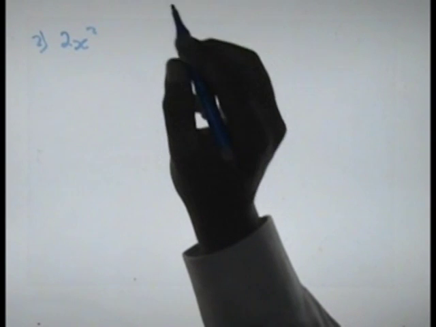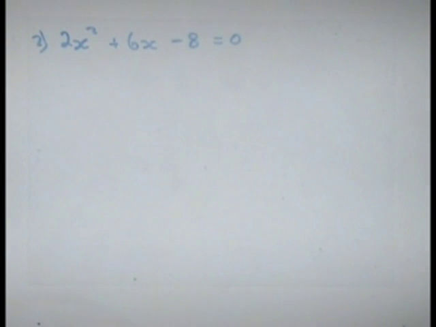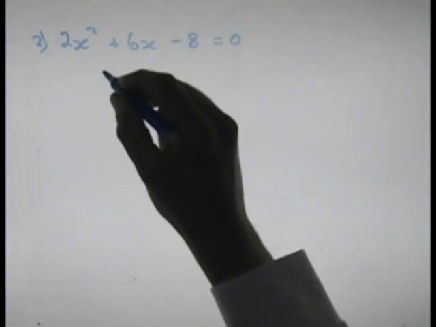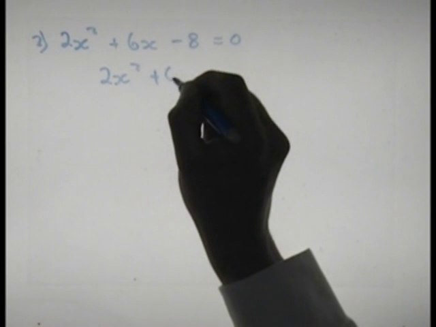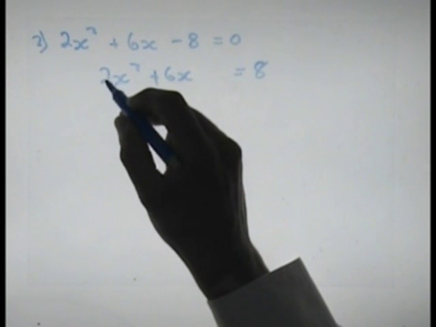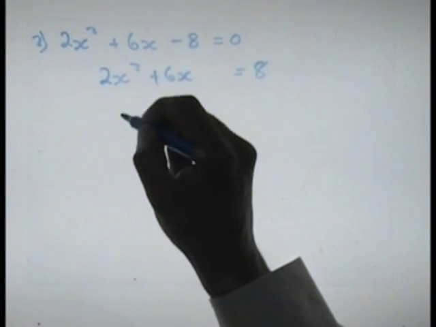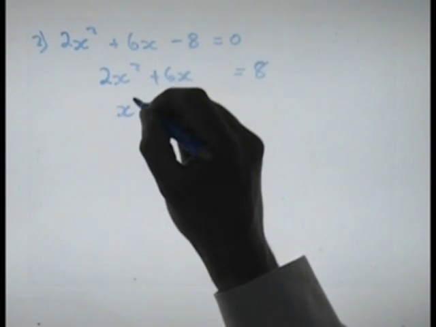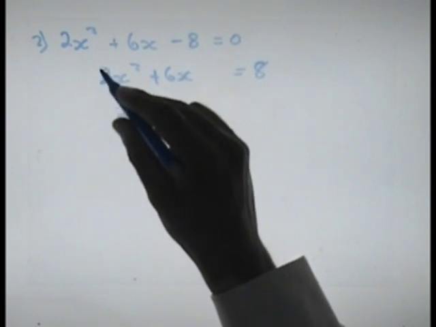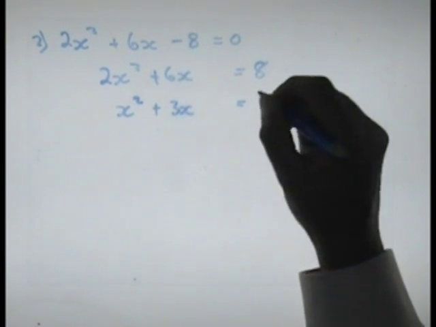The next one I gave you to do, number 2, read 2x squared plus 6x minus 8 is equal to 0. This is going to become 2x squared plus 6x is equal to positive 8. Get rid of that 2. Always, if we're completing the square, always get that to a 1. So that will become x squared plus 6 divided by 2, which is 3x, is equal to 8 divided by 2, which is 4.